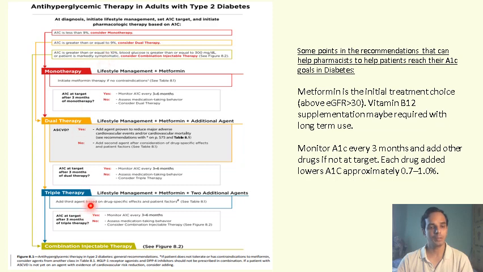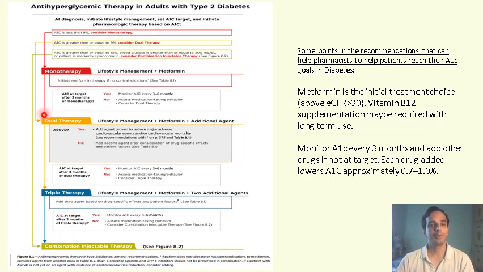So then you would test at 3 months the A1C again and assess the adherence or medication taking behavior. And if it's still not at goal, you would go with injectable medications. GLP-1 agonists also are injectable.